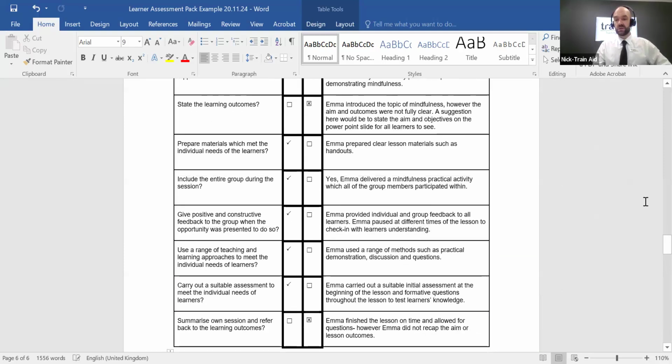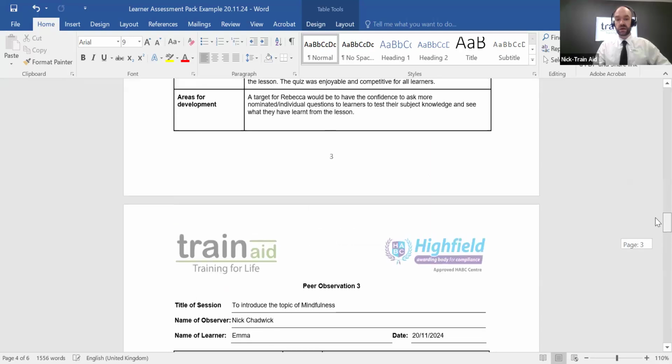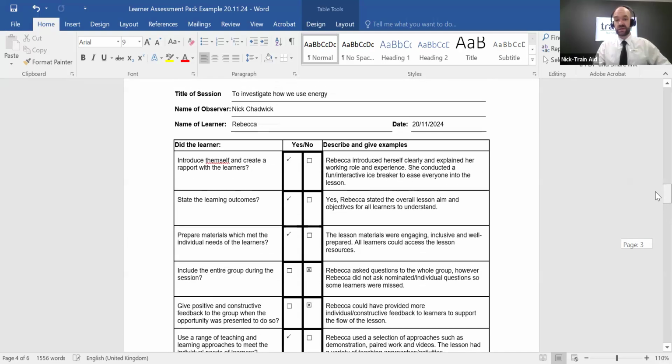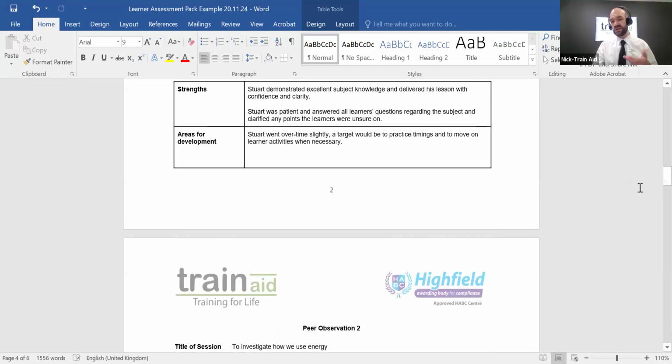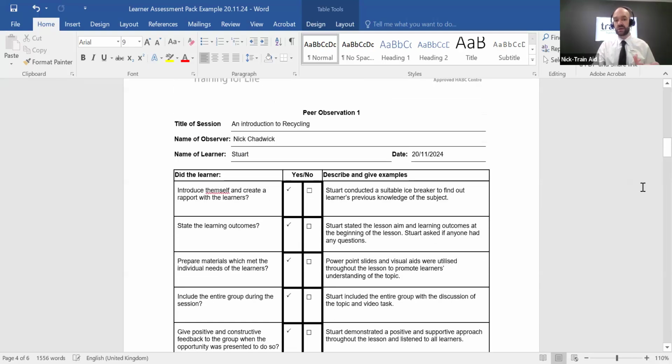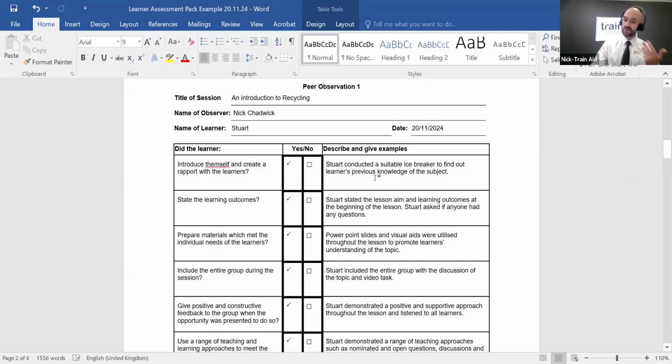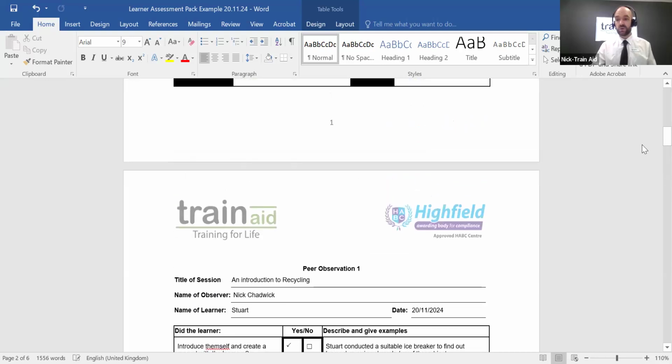Hopefully you found the video useful, and I have explained the 3 peer observation forms. We've looked at the criteria and what they mean, and the level of detail you need in order to complete this form. So make sure that you have answered each of the boxes. A yes or a no is absolutely fine to include, but please describe and give examples and avoid one-word answers.